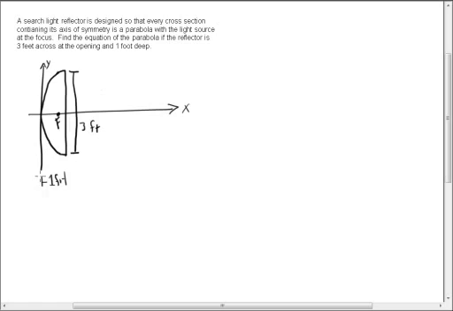So here's your y-axis, your x-axis. Focus here, 3 feet across and 1 foot deep. And we got to find the equation of the parabola, the equation describing this parabola.